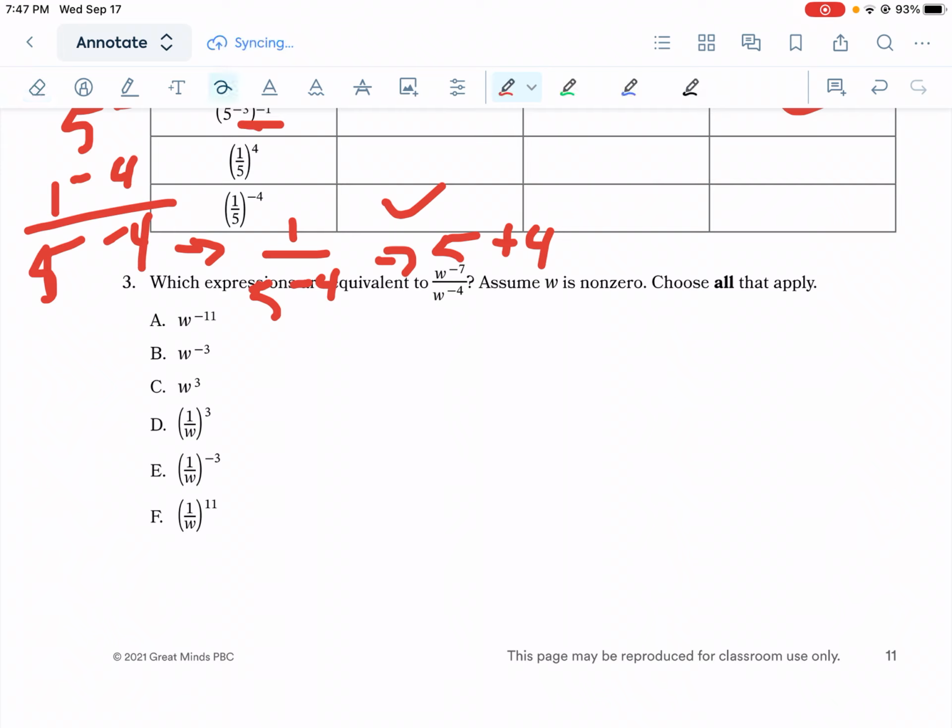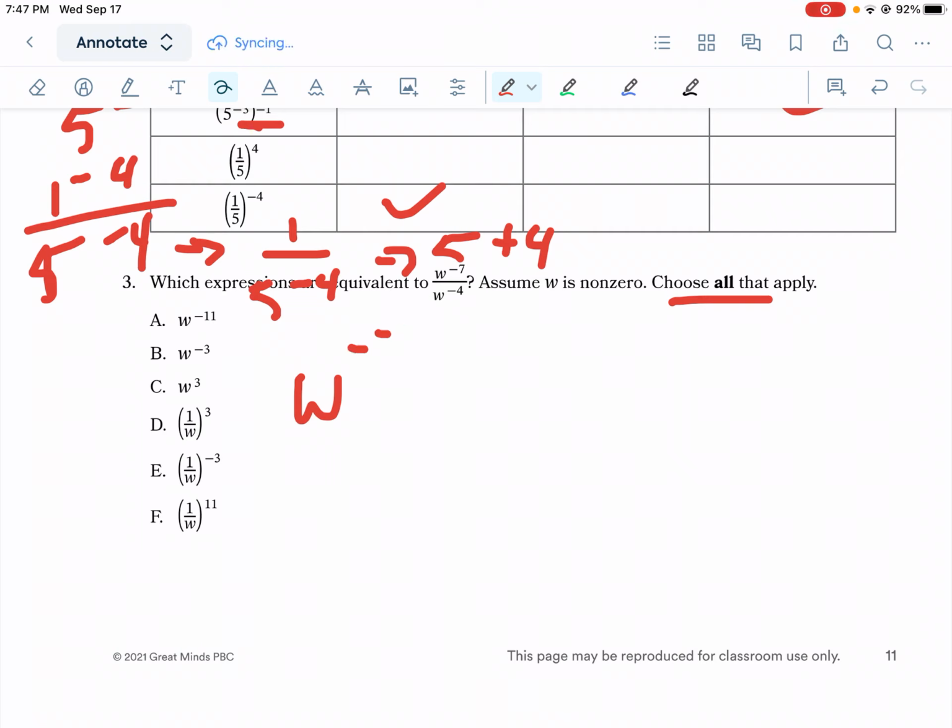It says which expressions are equivalent to w raised to a negative 7 over w raised to a negative 4. When it asks if something is equivalent or not, all that means is to solve. Just think of it as saying just to solve, and then choose all the answers that apply. This particular question has 2 answers, not 1. Okay, so we're just going to solve first. We have the same base, which in this case is w, and we are dividing with like bases. When you divide with like bases, all you have to do is subtract the exponents from each other.